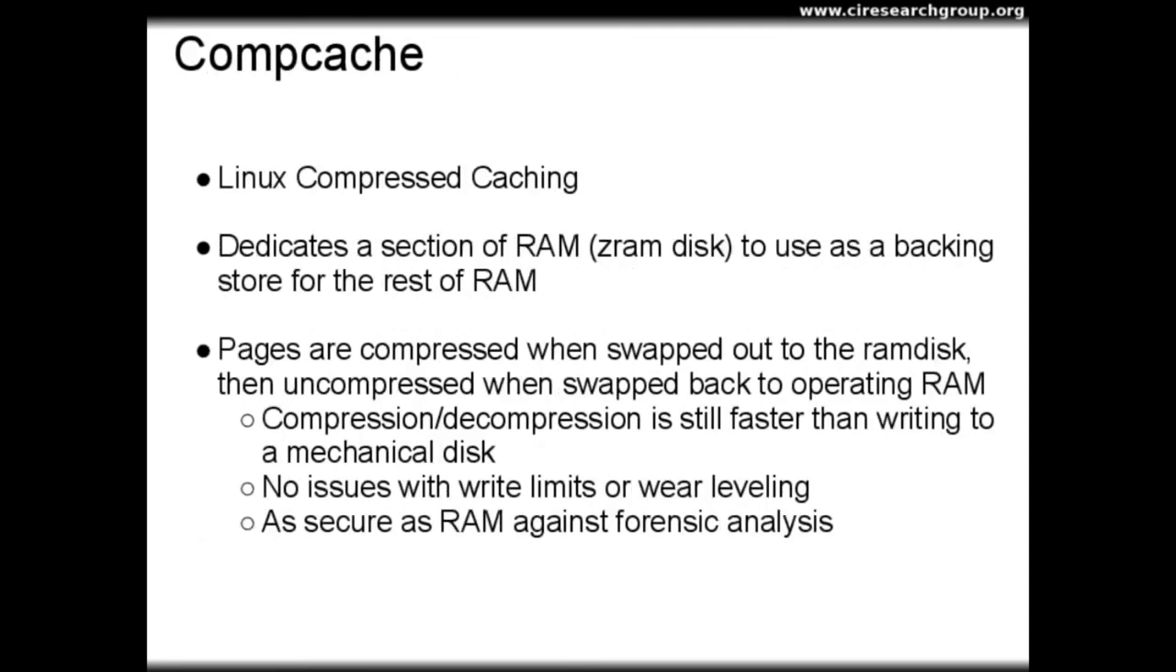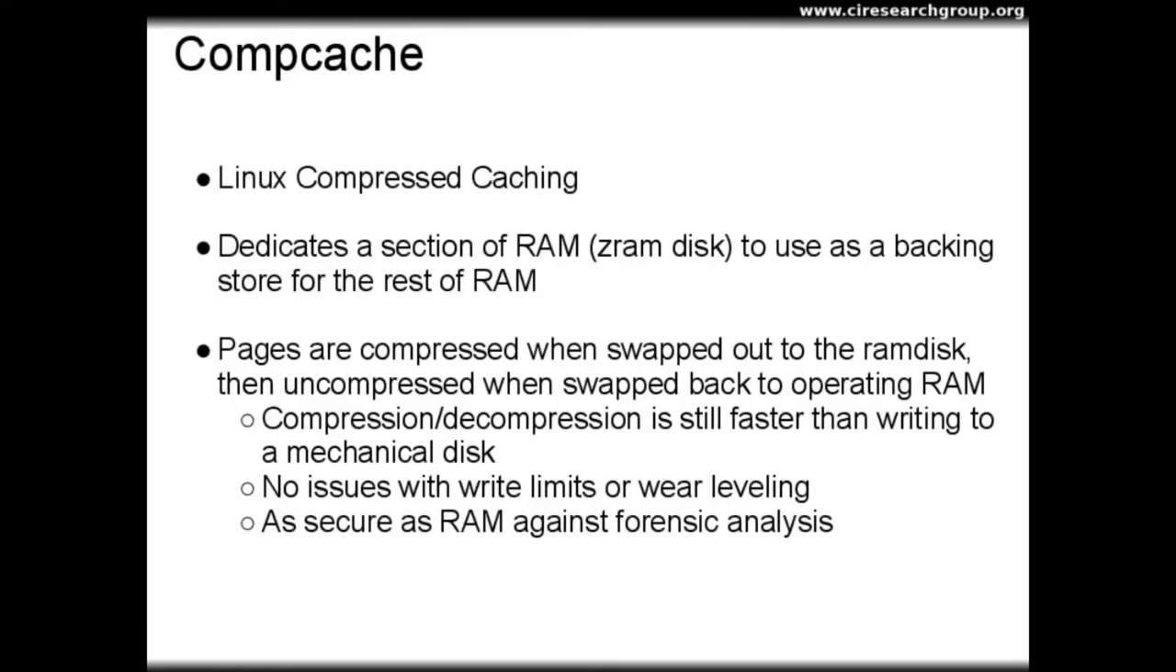Another approach to avoiding the issues of write limits and postmortem forensic recovery of sensitive memory data is to use the Linux compressed caching, or comp cache, mechanism as a backing store. With this approach, a section of RAM is reserved ahead of time to create a compressed RAM disk, or ZRAM disk. When a page is swapped out to the ZRAM disk, it is compressed on the fly to fit into a smaller amount of memory. Whenever a page needs to be swapped in from the backing store, the page is read from the ZRAM disk and decompressed.